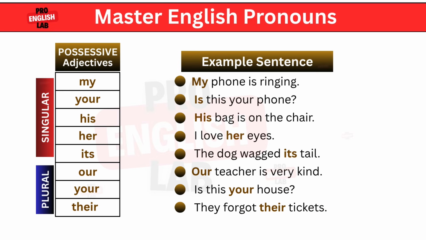Next, we have possessive adjectives. Possessive adjectives show ownership and come before a noun. The possessive adjectives are my, your, his, her, its, our, your, their. Let's see some examples. My phone is ringing.